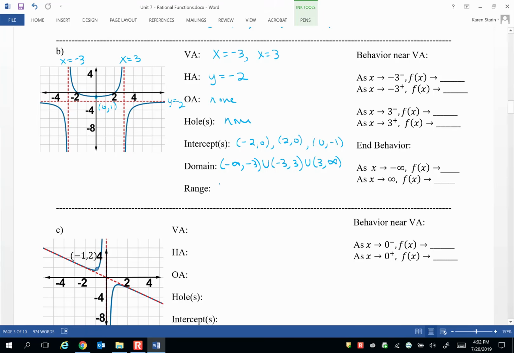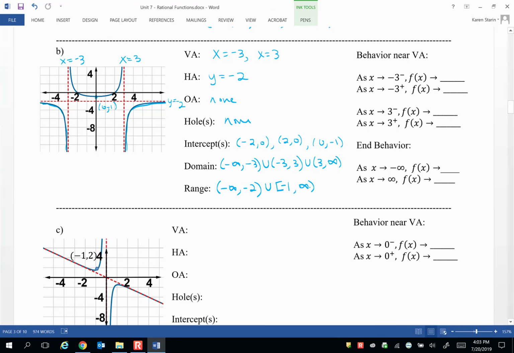So the first is from negative infinity to negative 2. So that's showing that I have y values from negative infinity to negative 2, which is that horizontal asymptote of negative 2. And then I'm jumping over all of the values between negative 2 and negative 1. But I'm going to use a bracket here for negative 1 because negative 1 is on the curve. And then it looks like I go on forever to infinity.